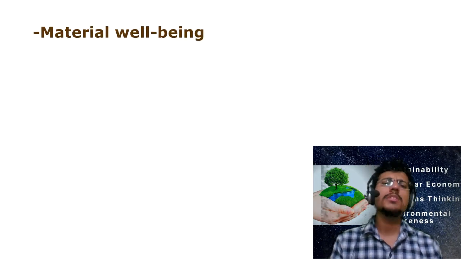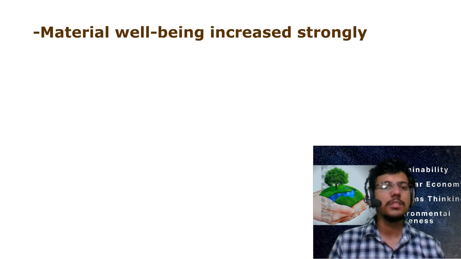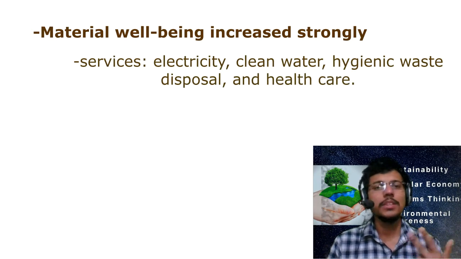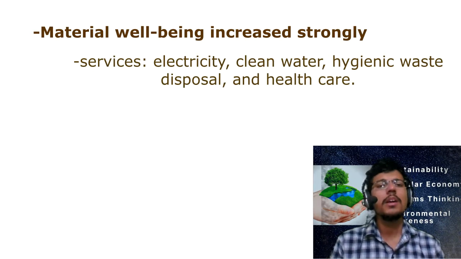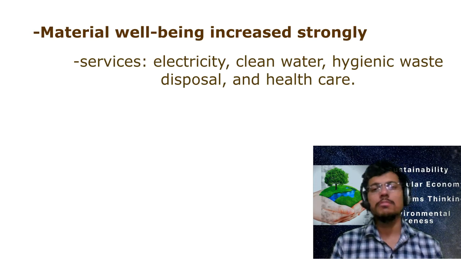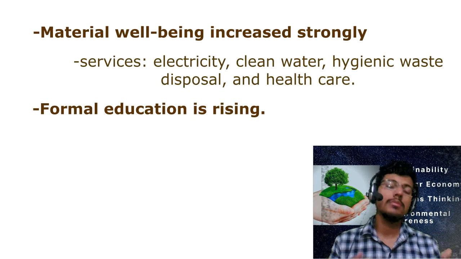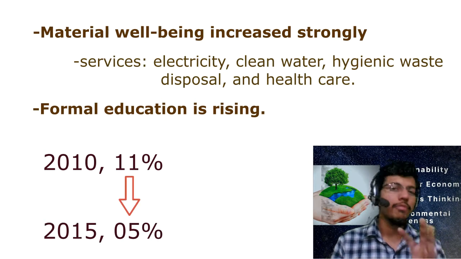During this time, material well-being increased strongly. Income, housing, assets. Also, a massive 20% of Bhutanese saw increases in their access to services, electricity, clean water, hygiene, waste disposal, and healthcare. The health conditions of many improved, as did participation in cultural festivals. So, there are multiple improvements in citizens' homes and lives. Formal education is rising. For example, whereas in 2010, 11% of the youth aged 15 to 20 were illiterate, in 2015, it was only 5%.